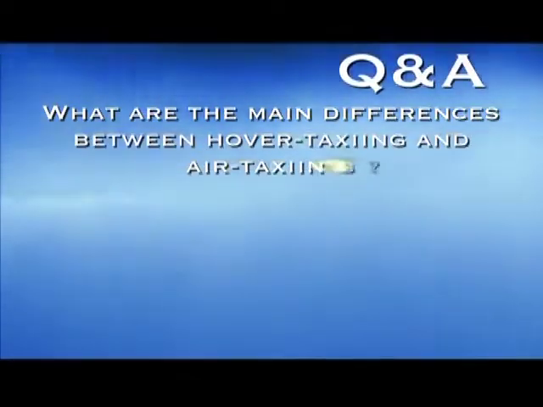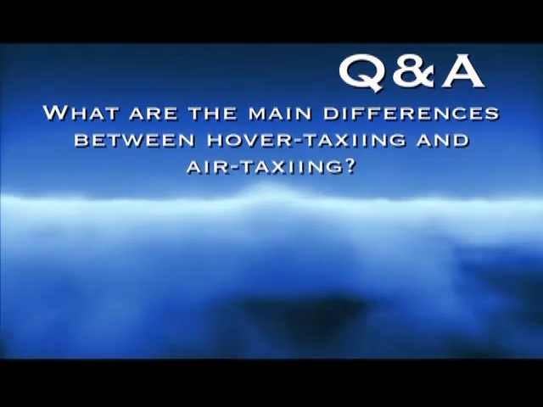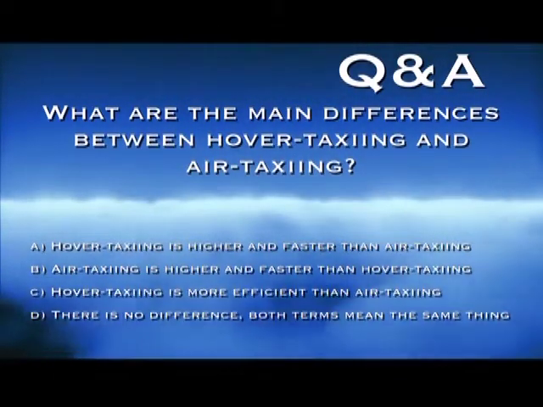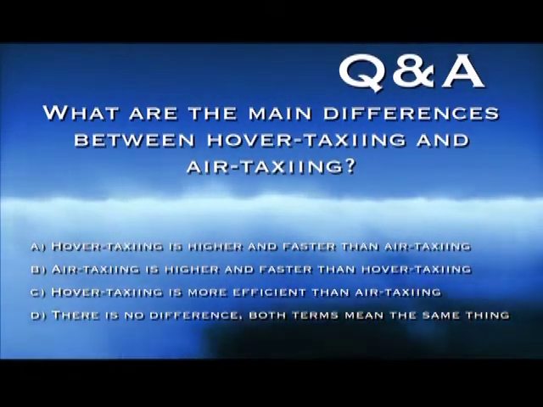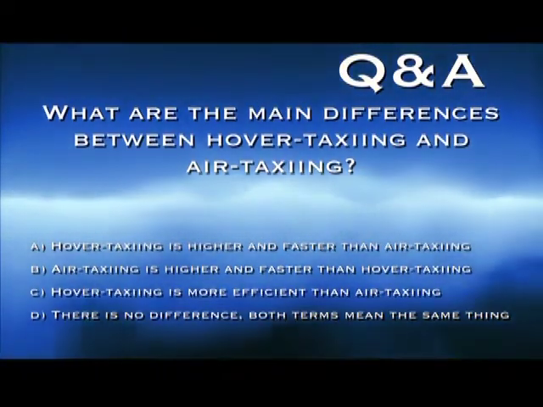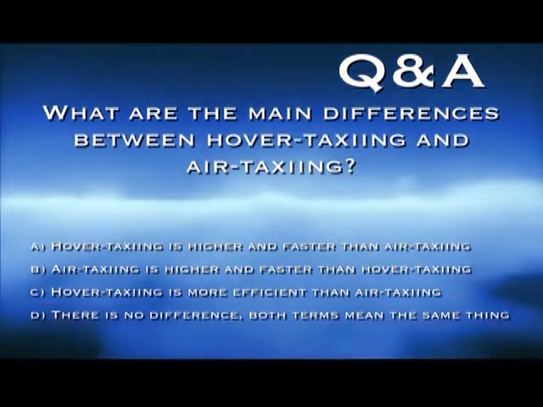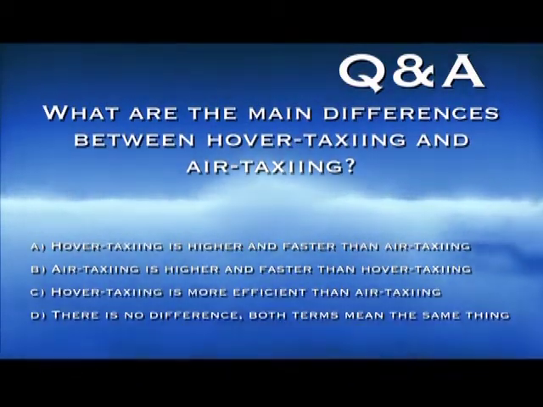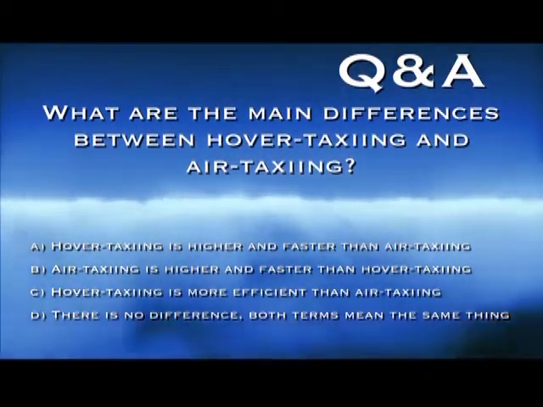What are the main differences between hover taxiing and air taxiing? A. Hover taxiing is higher and faster than air taxiing. B. Air taxiing is higher and faster than hover taxiing. C. Hover taxiing is more efficient than air taxiing. D. There is no difference. Both terms mean the same thing.